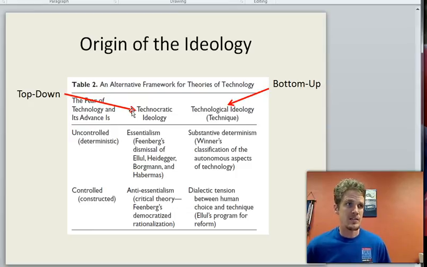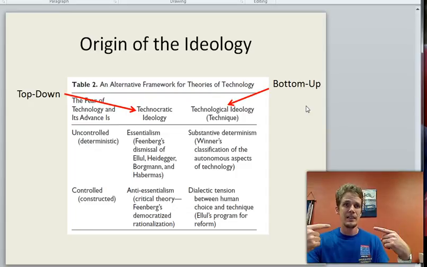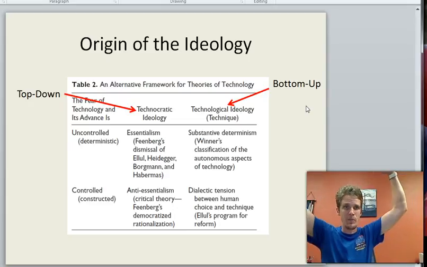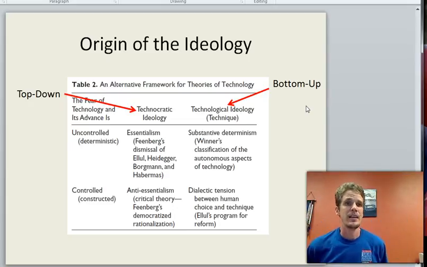Ellul says that this is problematic, and you can see here, Ellul argues that there's a technological ideology that is built from the ground up. He calls this technique. This is rationalized efficiency. Efficiency is driven from us just as much as it's driven from above. In other words, I don't want to pay for a house that's inefficient.